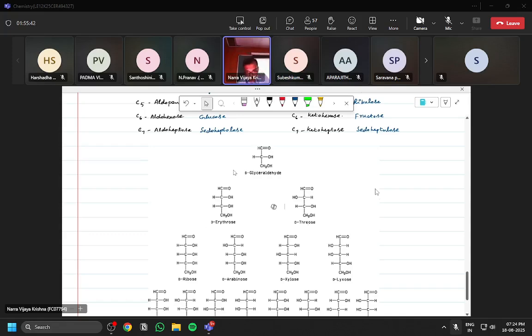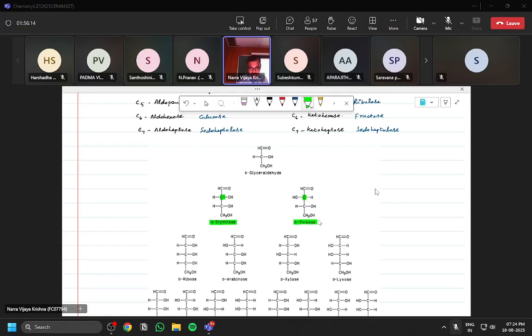Observe erythrose and threose carefully. First carbon, no need of configuration because it is sp2. Second carbon, the OH group position is different. Third carbon, same. Fourth carbon, same. So they have a difference in configuration only on the second carbon. Therefore, erythrose and threose are called C2 epimers.